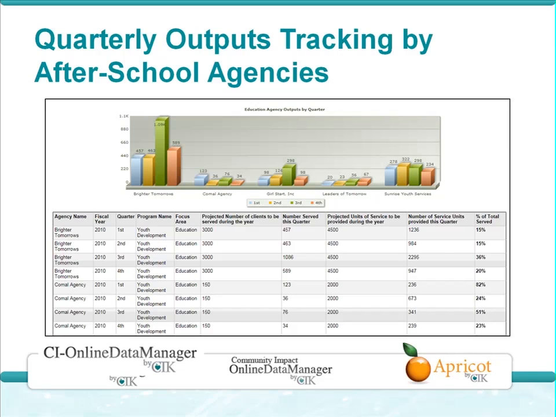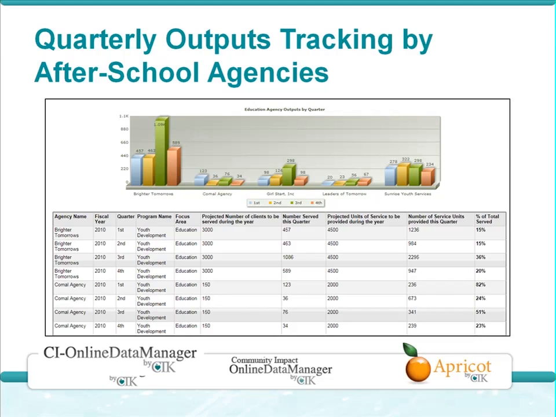So we were able to look and see that this agency, Brighter Tomorrows, was really underserving in the first two quarters. So we could talk to them to find out, are you planning a special outreach in the fall, or what are you trying to do to get your numbers up? And they were able to make sure that, as you can see, in the third quarter their numbers did grow, so they were able to get back on target to serve the number of youth they were supposed to serve during the year.